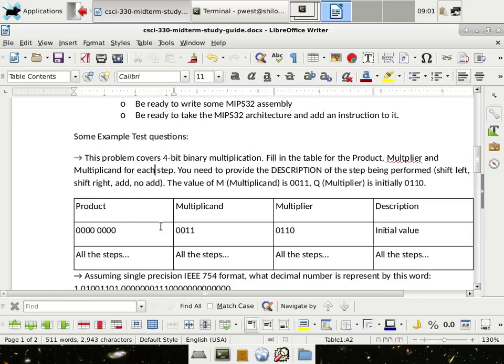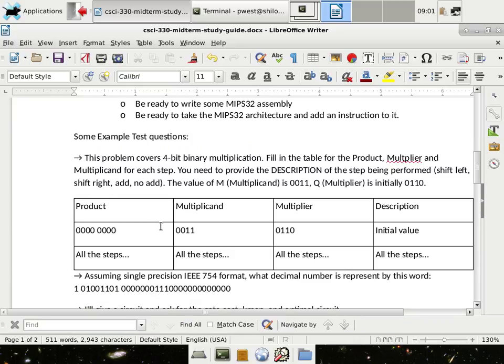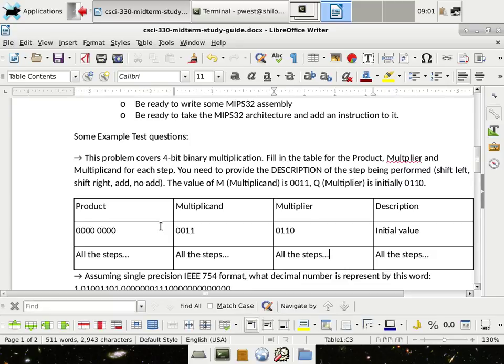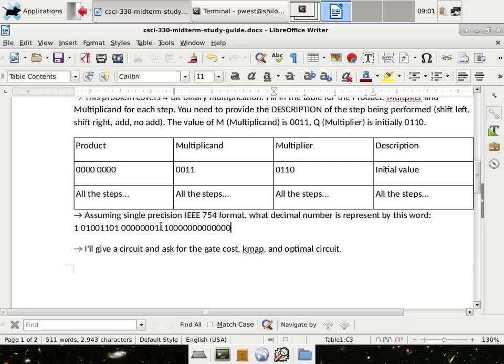All right, some example test questions. Oh, here I gave you one. 4-bit binary multiplication. Fill in the table for product, multiplier, multiplicand for each step. You need to provide a description of each step. So you just write out the three things each time for each step.